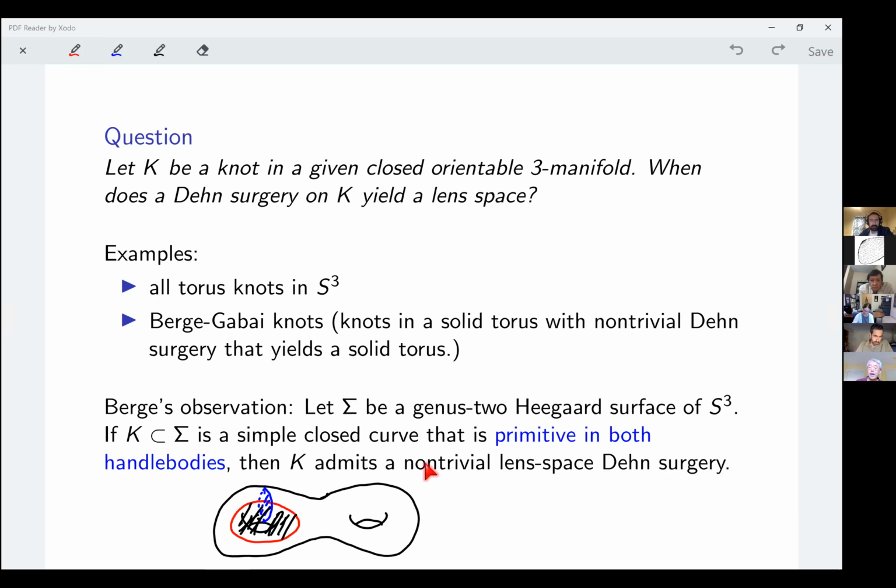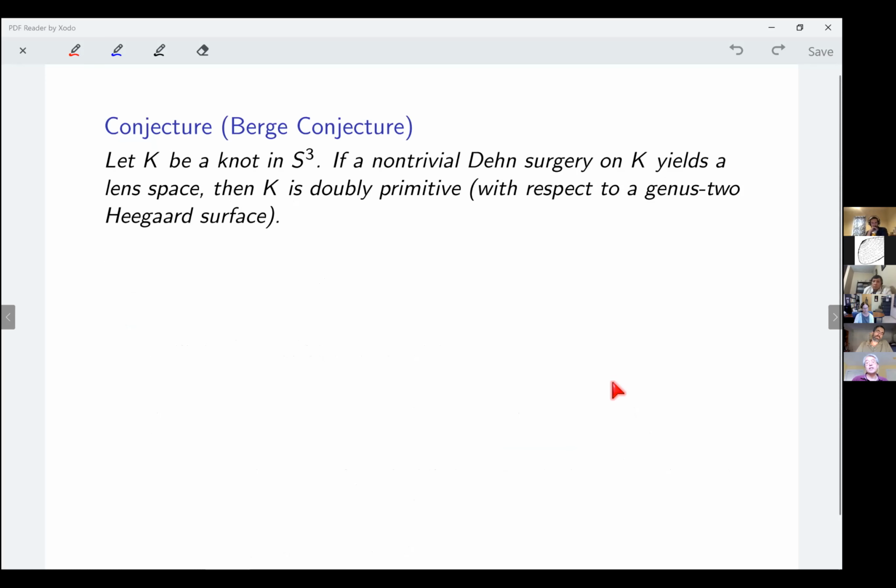And also here I mentioned the original observation for S3. This observation doesn't have to be in S3. If you have any 3-manifold that has a genus 2 Heegaard surface, then a doubly primitive curve always gives you a knot that produces a lens space. So the conjecture is a beautiful conjecture of Berge that said that's always the case. So the conjecture is, if you have a knot in S3, and if you have a Dehn surgery that will give you a lens space, then this knot is always doubly primitive.